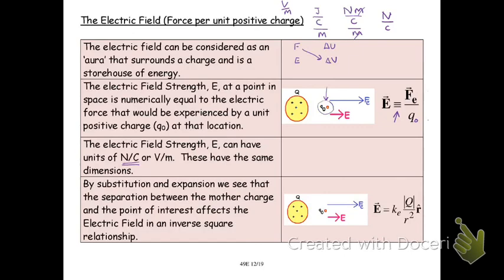So it's kind of useful for us. By substitution and expansion, we see that the separation between the mother charge and the point of interest affects the electric field in an inverse square law. So what we're saying here is that we know that Fe is equal to Ke big Q little q over r squared. That's its magnitude. And my electric field equals my Fe divided by the amount of charge I put near the big charge, if I choose to do that. Just define that. Well, if I did that, then this is Ke big Q over r squared, because I just divided out the little charge.